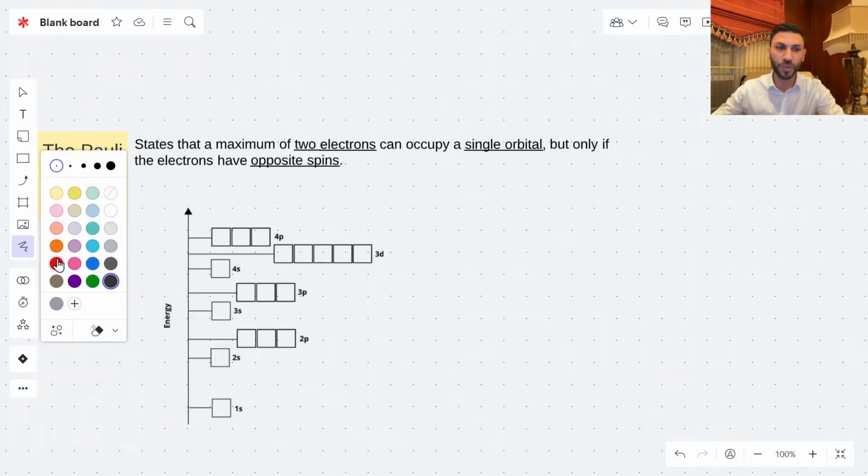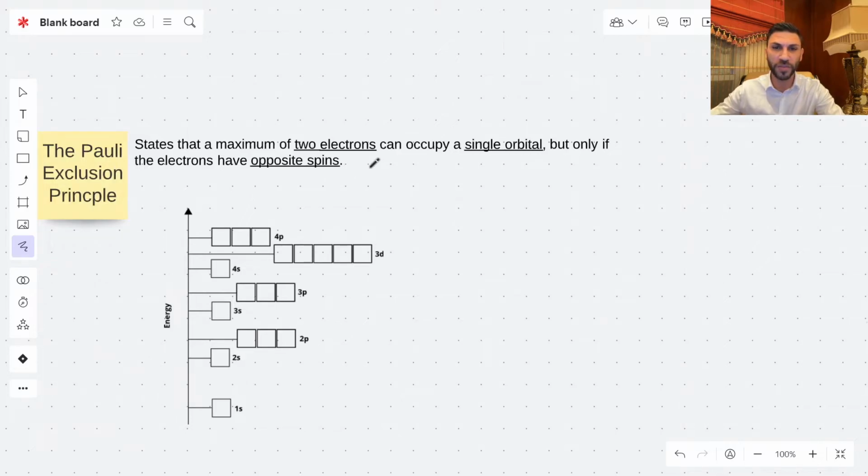And when we say opposite spins, that's why we write the arrows one up and one down. The electrons are moving around the nucleus, but at the same time they are spinning like this. So one of the electrons will spin clockwise, and the other electron will spin anti-clockwise. That's the only way we can put the two electrons in a single orbital. This is the Pauli exclusion principle.